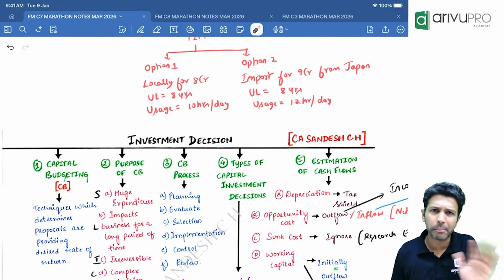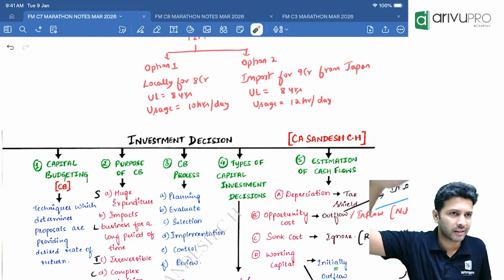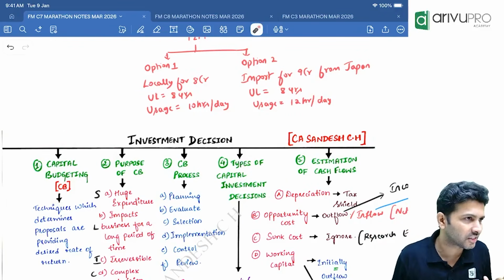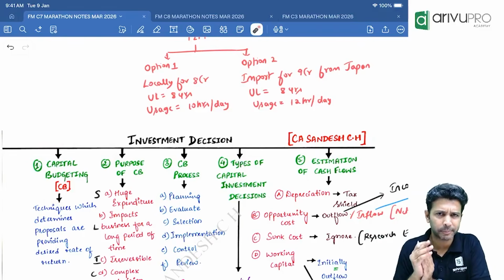Capital budgeting is not a method. It's basically a tagline given. Under this capital budgeting, we have various methods, and that's what we have to keep studying.